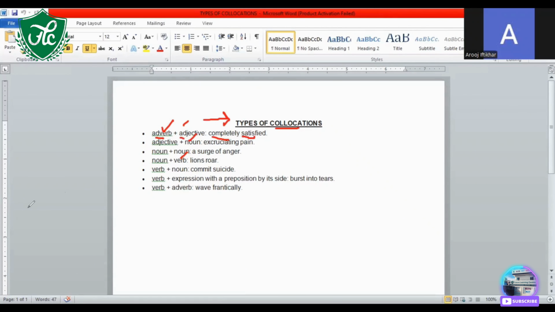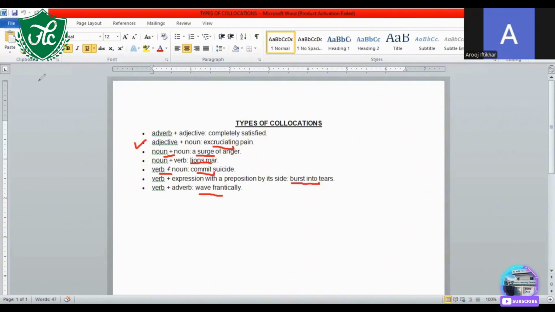Moving ahead, adjective and noun is the most common type of collocation that appears in our reading fill in the blanks. For example, excruciating pain. Excruciating means intense. Noun and noun collocation: a surge of anger. Noun and verb: lions roar. Roar is the action. Verb and noun: commit suicide. Verb plus expression with a preposition by its side: burst into tears. This is also a collocation. And verb plus adverb: wave frantically.